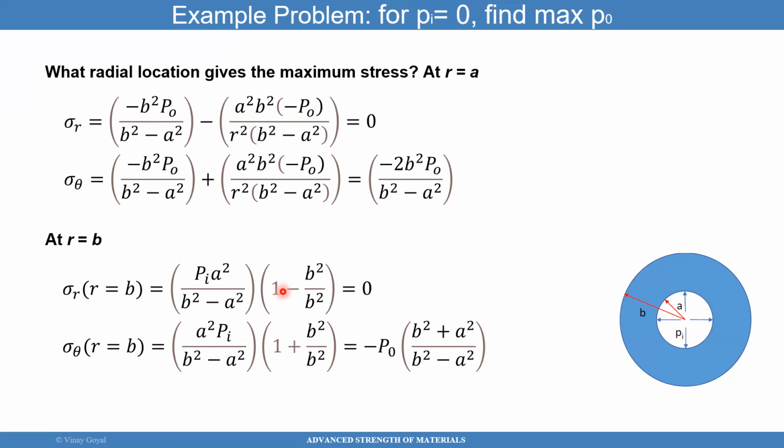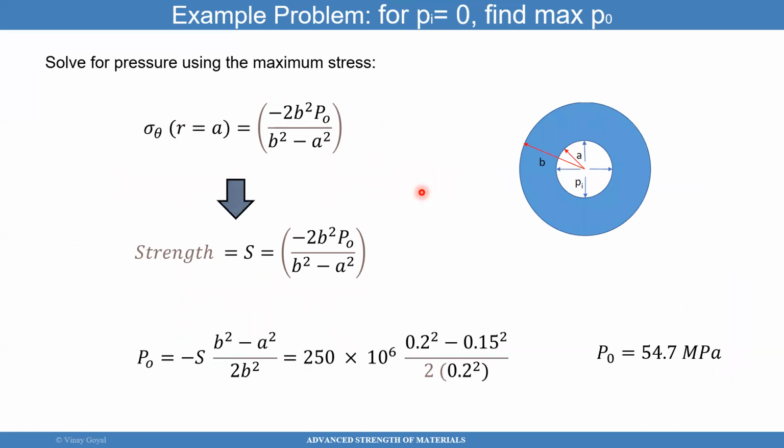Find my error. Sigma theta at r equals b, I can also find that. And if I compare this to that one, you find out that this is the most critical case, the one here. I will not do it now, but this is what you find out when you actually do it for this particular problem. So when I do that, I can now set this to the strength of the material.